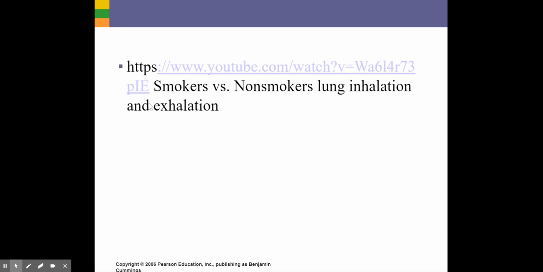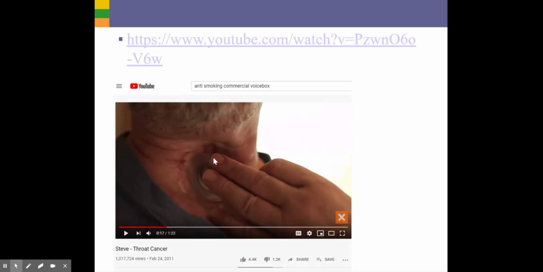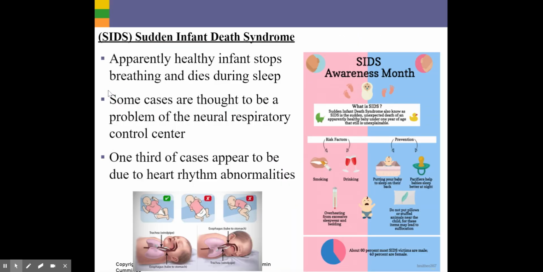All right. This just shows you real quickly a video, the difference between a smoker and a non-smoker. What you're going to end up seeing is that the smoker lung does not tend to inflate fully, whereas the non-smoker should inflate fully and properly. I'll post that video as well. Just another one that kind of shows the effects of that. Again, it's another one I'll put in there for you guys.